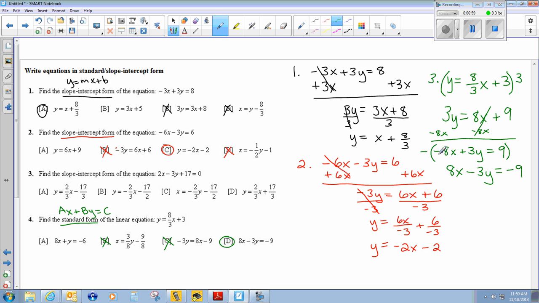So you see how what we had right here was not an exact answer choice. So we had to look a little bit closer for an equivalent equation. Multiplying everything by a negative does give us this choice, so we'll choose answer choice D.